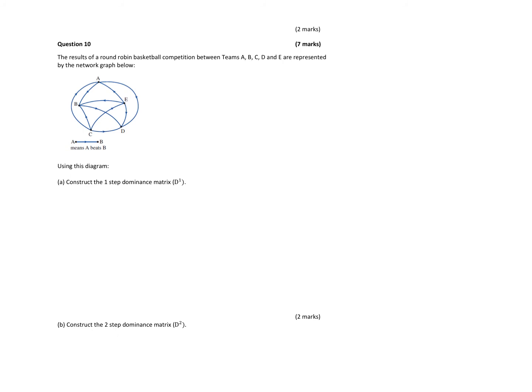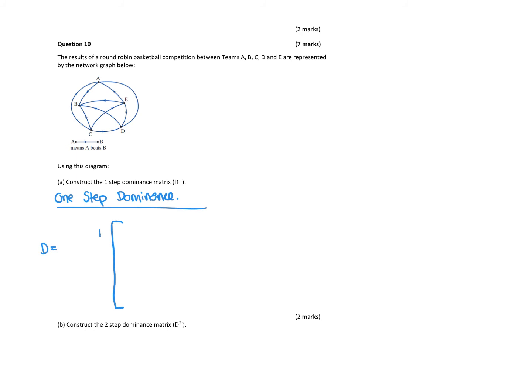So let's have a look at this. The results of a round robin basketball competition between teams A, B are represented below by the network graph. Use the diagram to construct a dominance matrix. So this is one step. One step dominance is when you just do the very first scenario of what actually happened. So we often call it D, and they've asked us to do that.